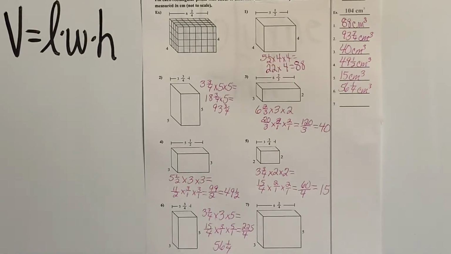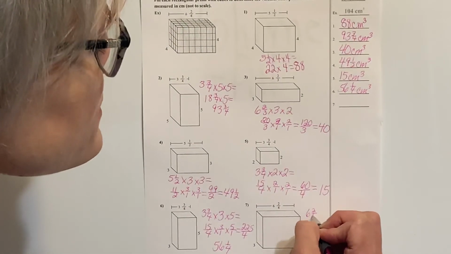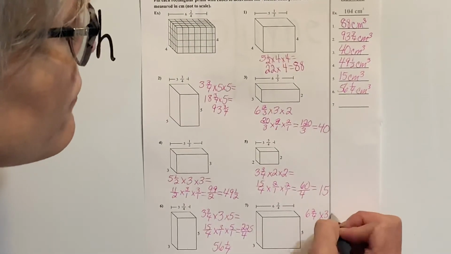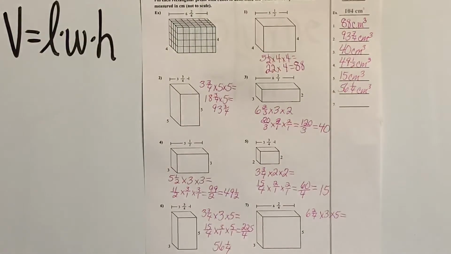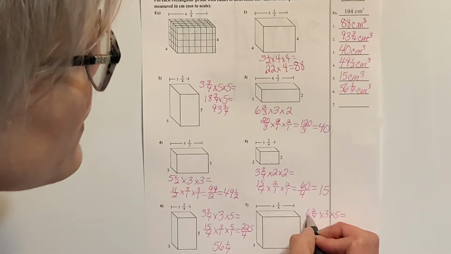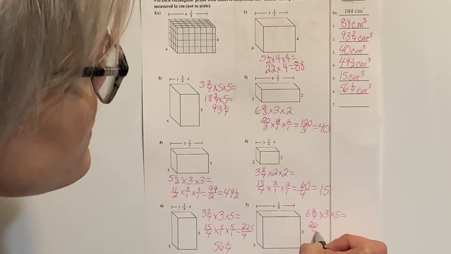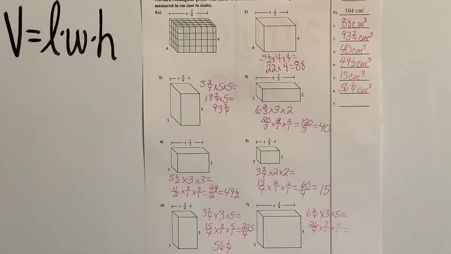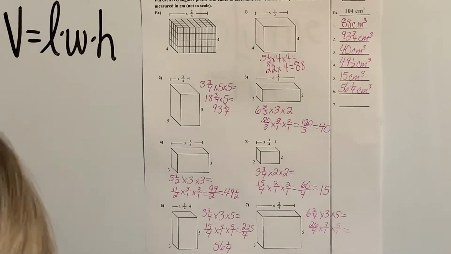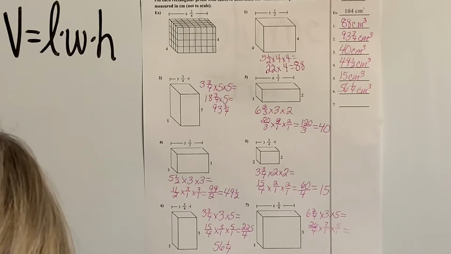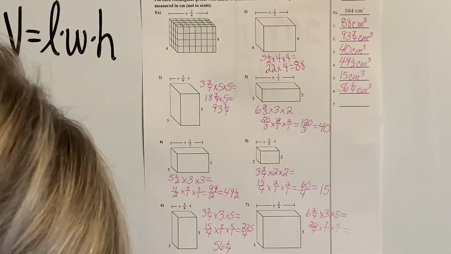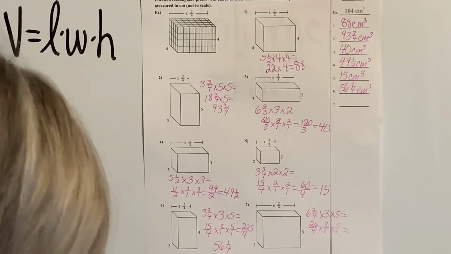All right, number 7. We've got 6 2/4 for the length. We've got 3 for the width and 5 for the height. All right, so 6 2/4 times 3. So we've got 24, 25, 26/4 times 3 over 1 times 5 over 1. So we have 26 times 3, which is 78. 78 times 5, which is 390.